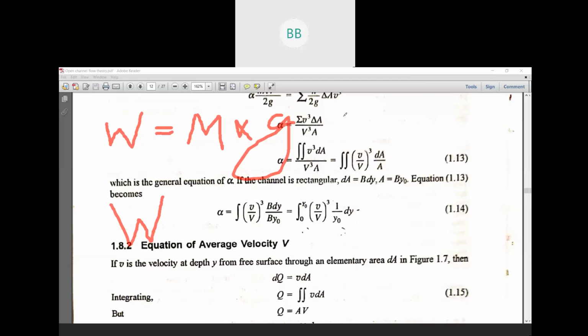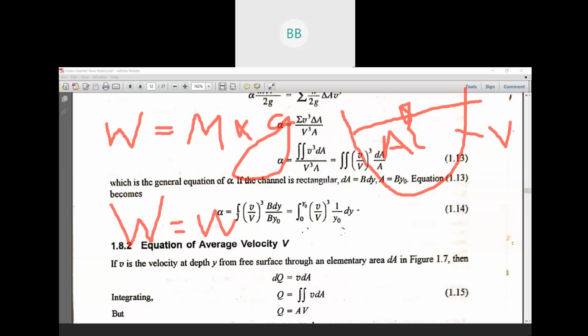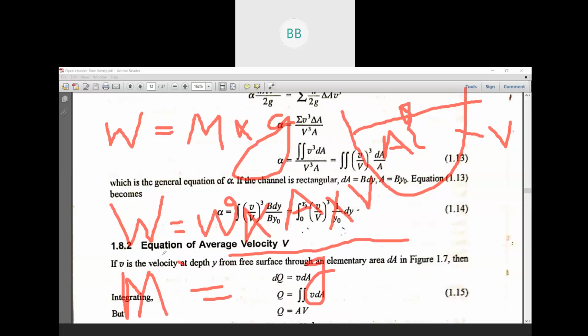Suppose you consider a cross section, if that cross-sectional area is capital A and velocity in that particular cross section is v. So what will be your weight? Weight is nothing but you have to take specific weight, that is rho into g, then multiply it by the whole cross-sectional area, then multiply it by your velocity, that is your weight. And our aim is to find out mass. Mass is nothing but weight by gravity. From this equation you can say mass is nothing but weight by gravity. So if you divide this by acceleration due to gravity, you will get mass.